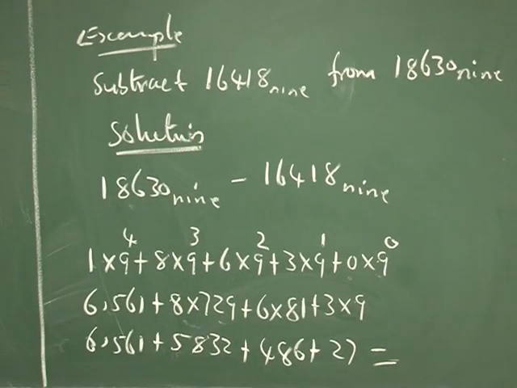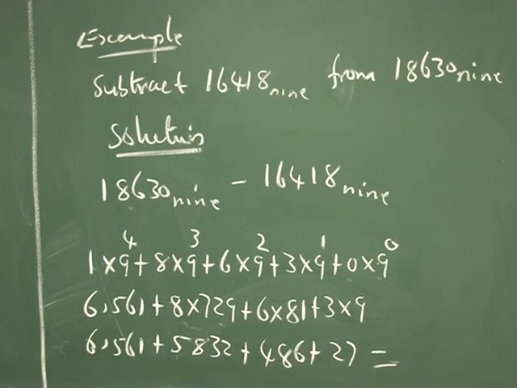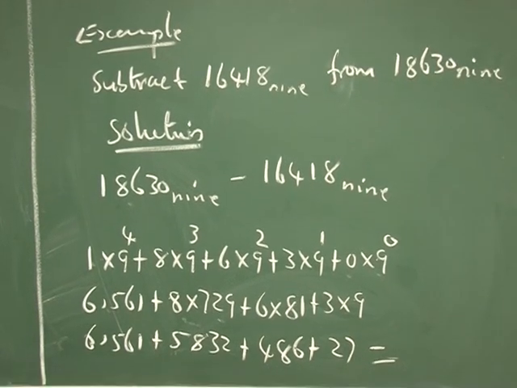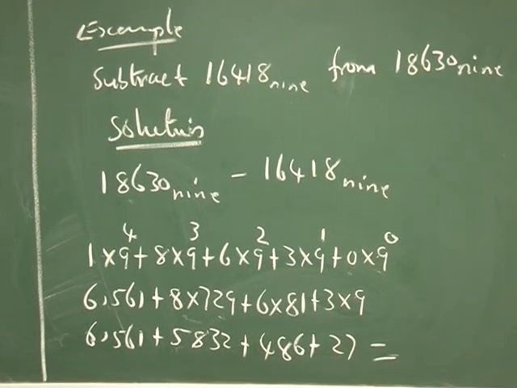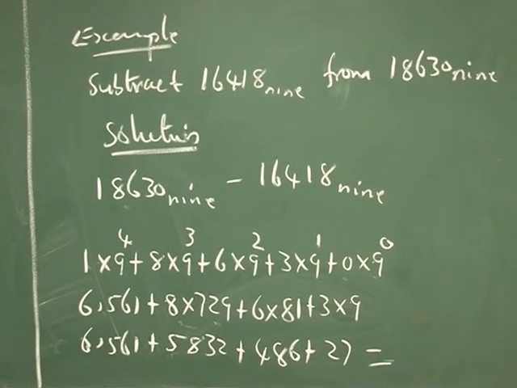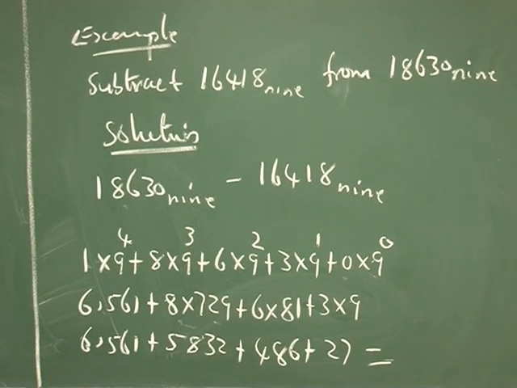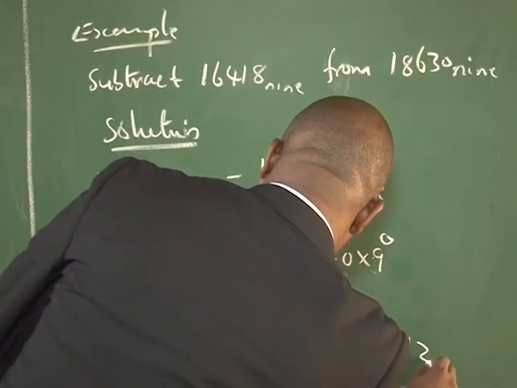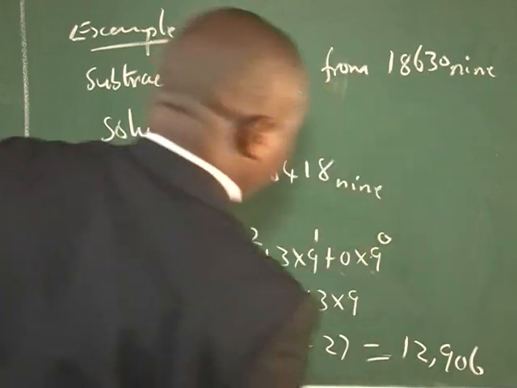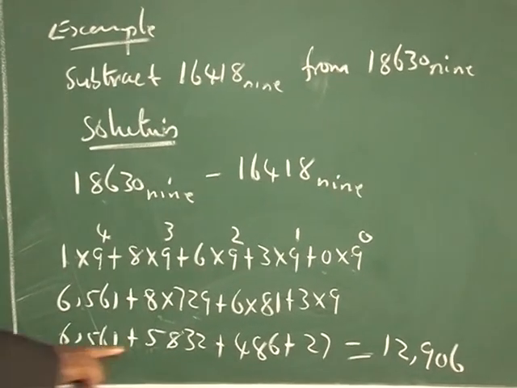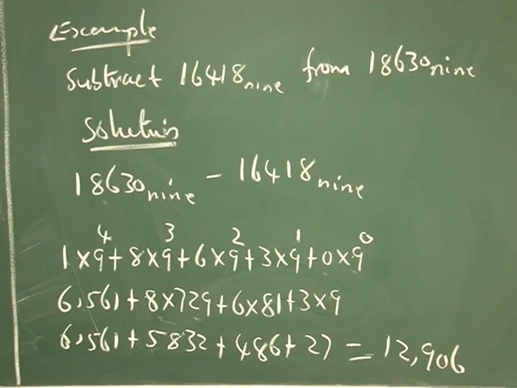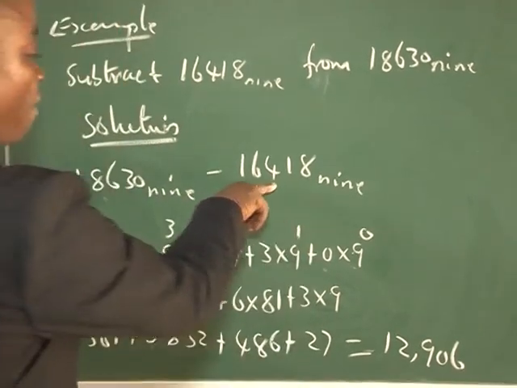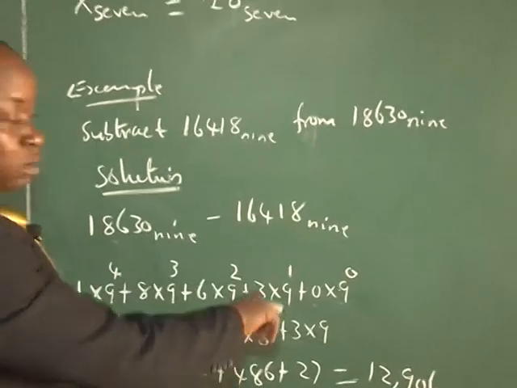Now the addition of all these give us 6561 plus 5832 plus 486 plus 27, going to give us 12906. So we have converted this to base 10. Next, we are going to convert this also to base 10.